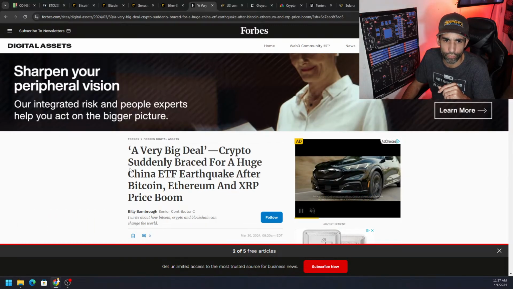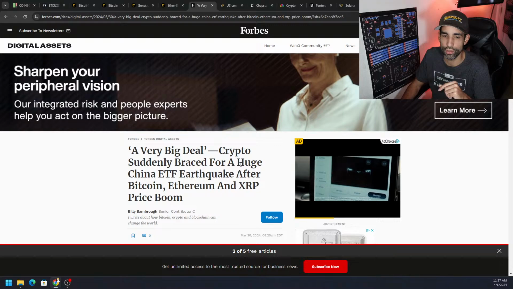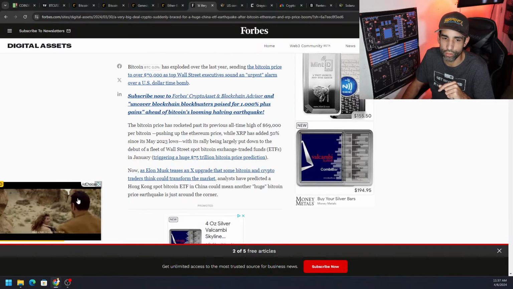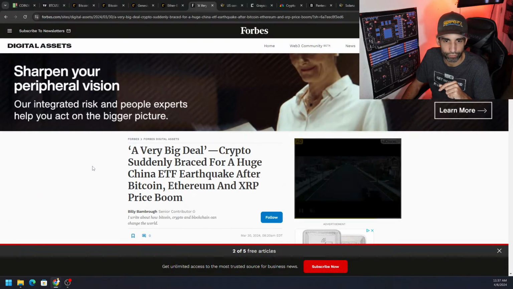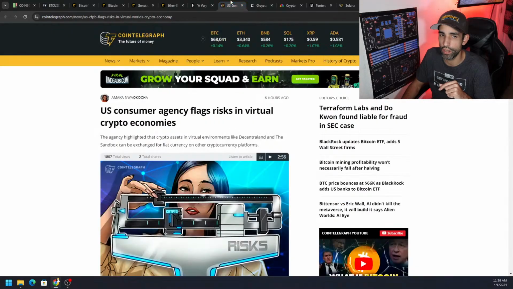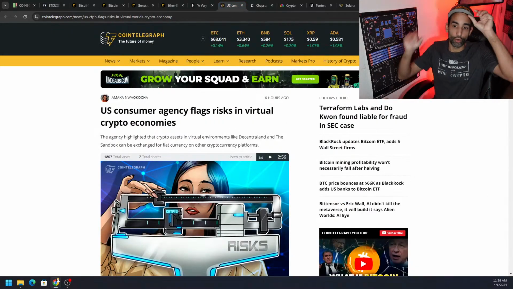Very big deal for a huge China ETF. Okay, so they're talking about the China ETF, that could stir more demand, right? That would be very interesting. But are China, Russia, and the United States in a battle for crypto dominance?